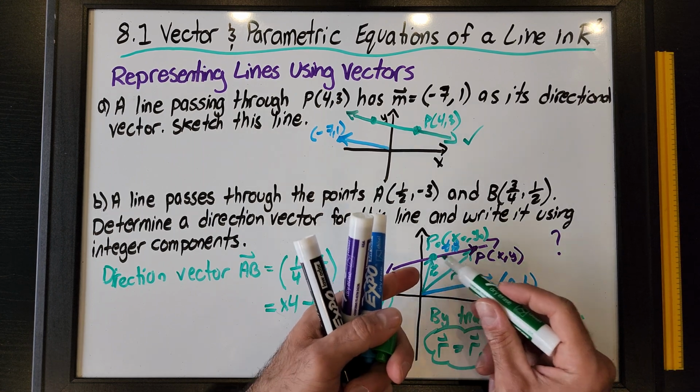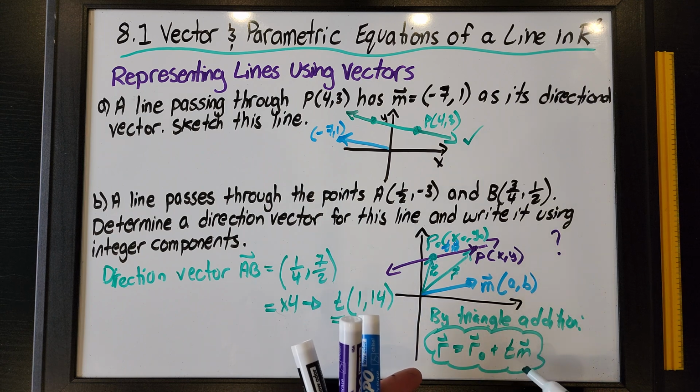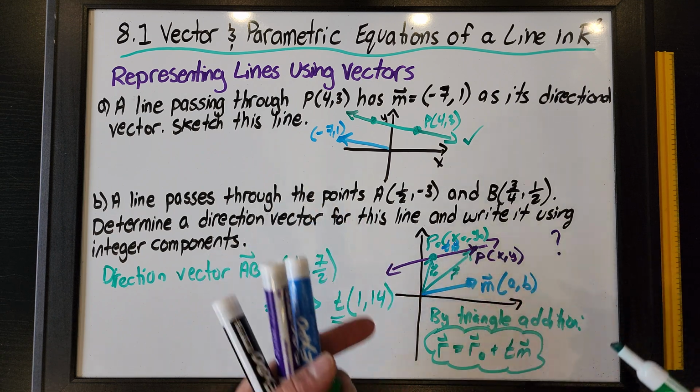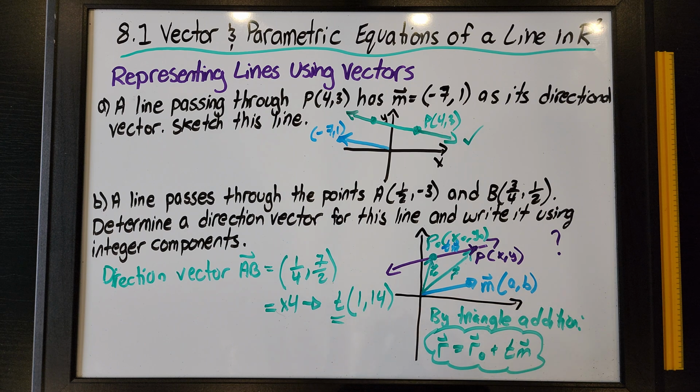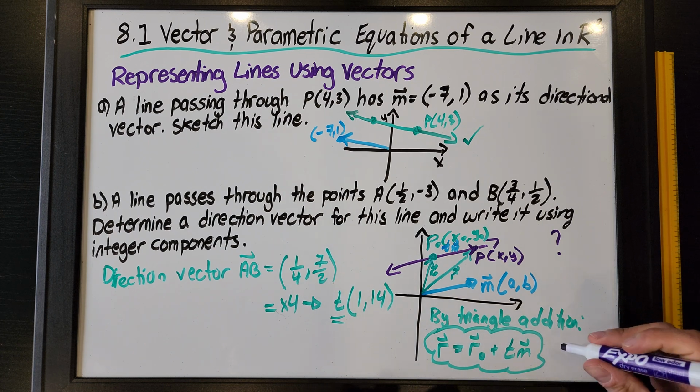I'm using two vectors to represent it. I can rearrange this formula, right? I can subtract these two green vectors to get the equation of the line. It doesn't really matter, but this is a vector equation.